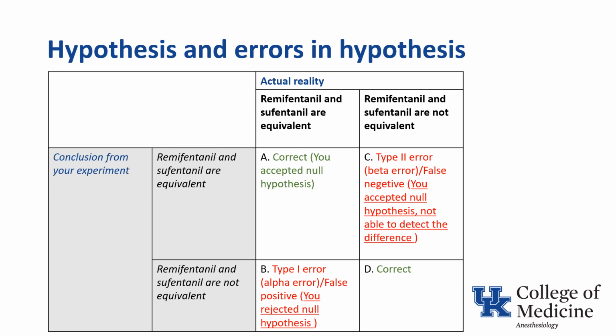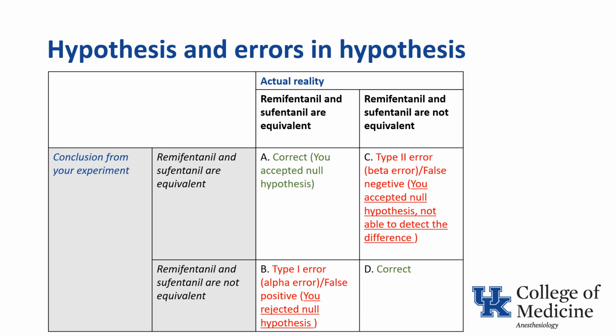Now look at box C. In this instance, the actual reality is that remifentanil and sufentanil are not equivalent. In other words, one of the medications is causing more decrease in the blood pressure. However, if you accept the null hypothesis, or in other words, you are saying that no, they are not really different, then that means you're creating a type 2 error, also called beta error. In other words, you are not able to detect the difference between remifentanil and sufentanil.